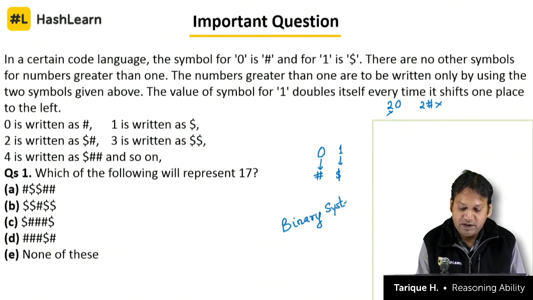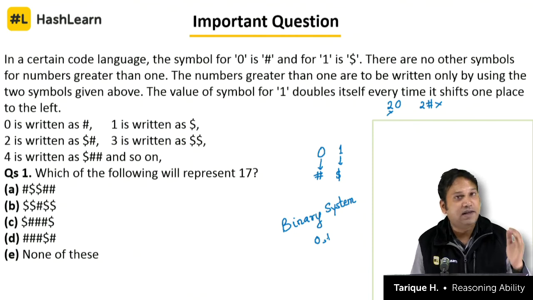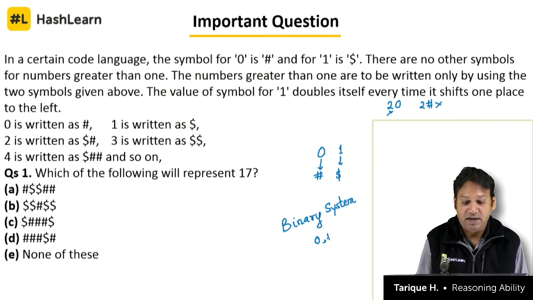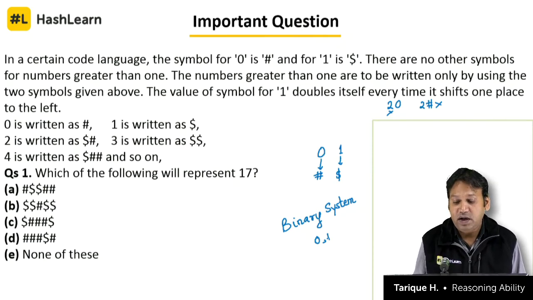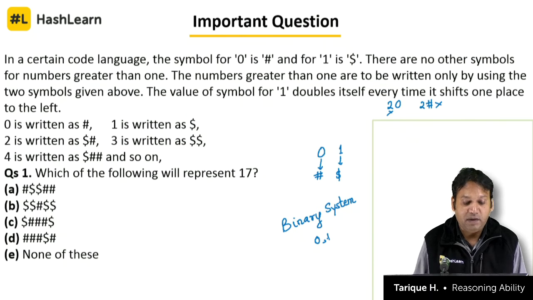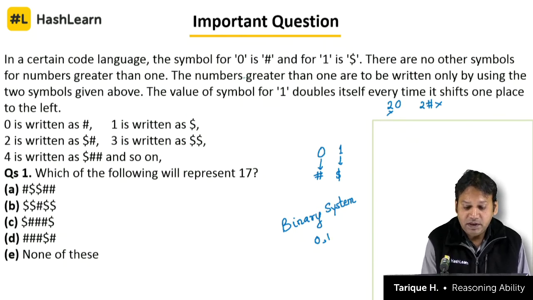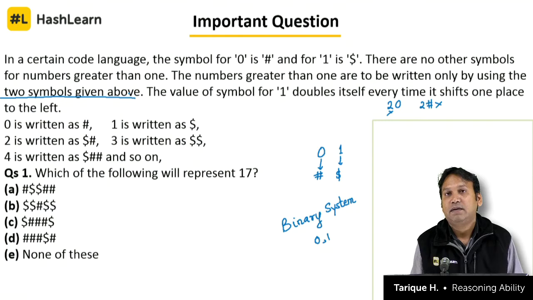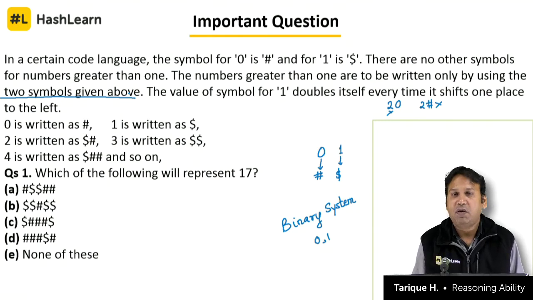The binary number system is the only system where we only have 0 and 1, and no other digits. So instead of telling you directly that this is binary, they are telling you indirectly, making it sound like a coding question: in a certain code language the symbol for 0 is hash and for 1 is dollar, and there are no other symbols for numbers greater than 1. The numbers greater than 1 are to be written only by using the 2 symbols given above. Fine, only by using the 2 symbols.